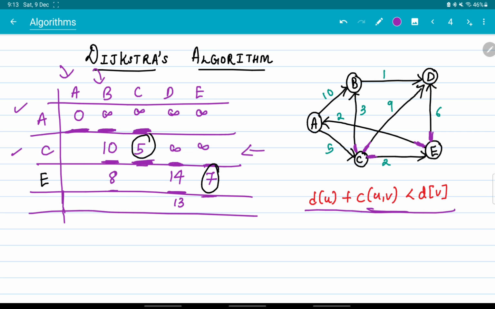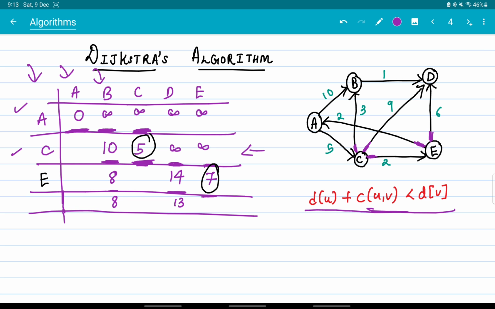In case of B, now what happens here with B? B is neither a visited vertex nor was it directly attached to E that I could find and update its value. So what I'm supposed to do, I'll just bring the value of B as it is. That is, the value of B was 8 previously.